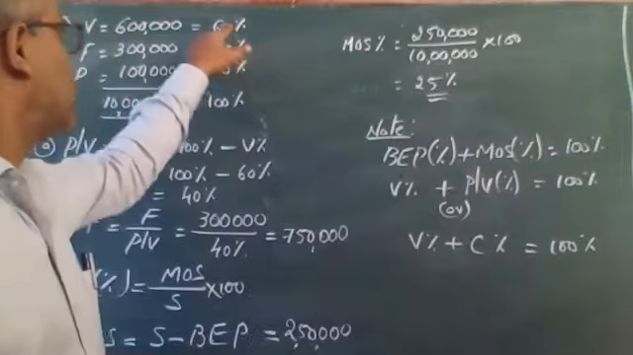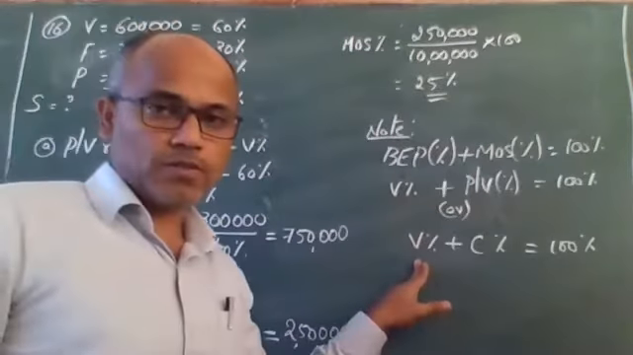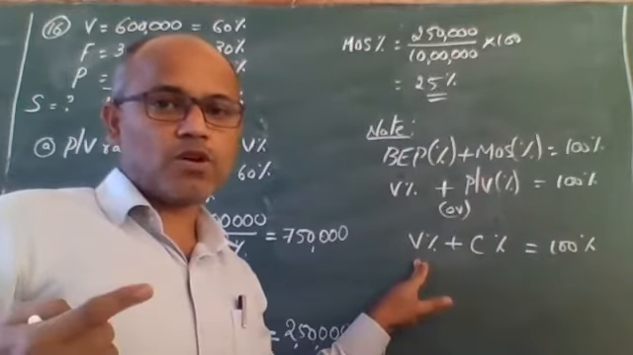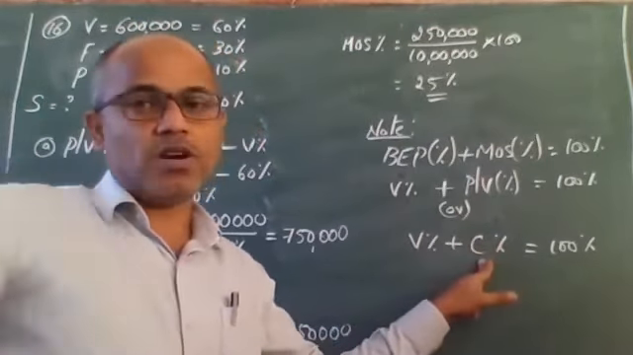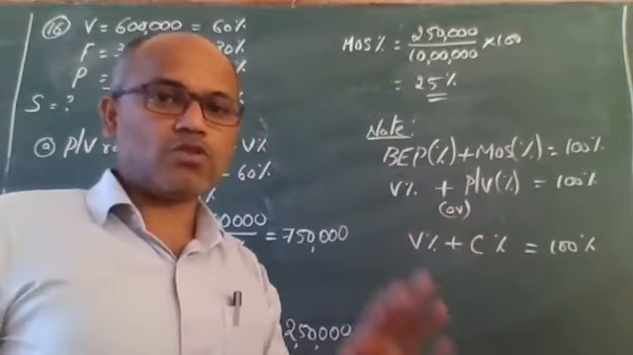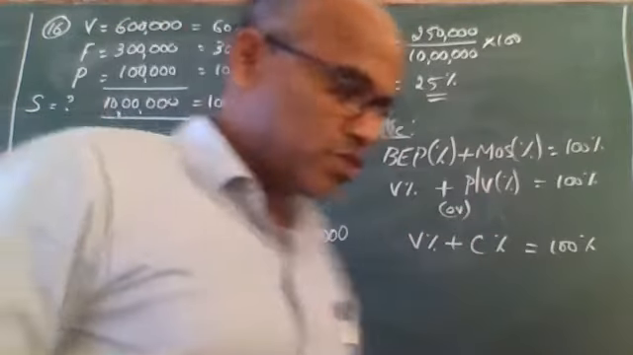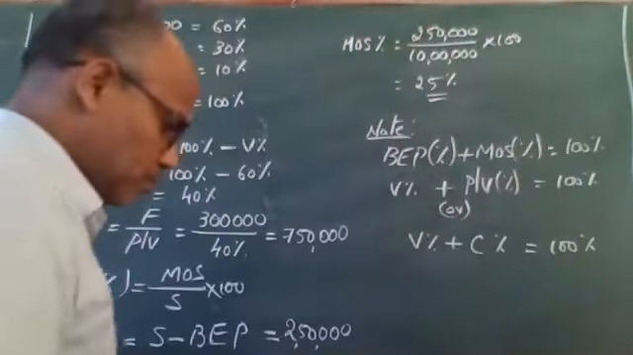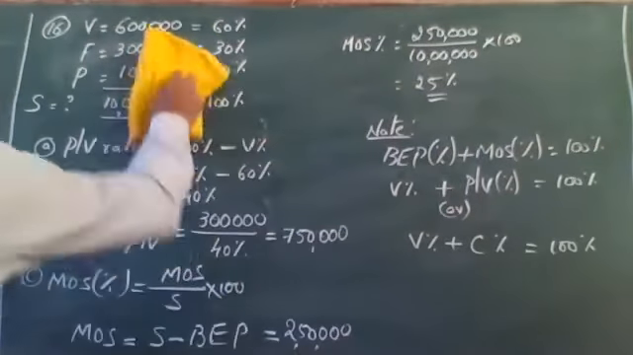60% is your variable cost. That means 40% is the contribution on sales. This is all on sales. That was question number 16. Look at question number 17.